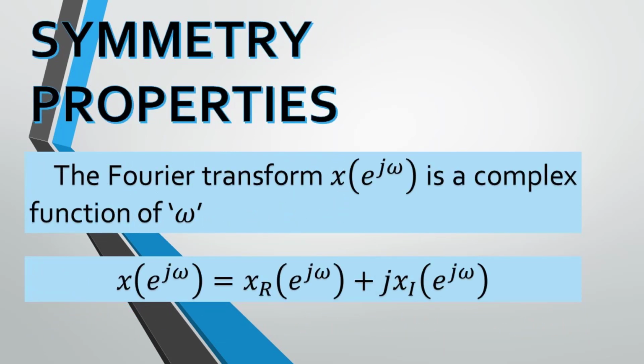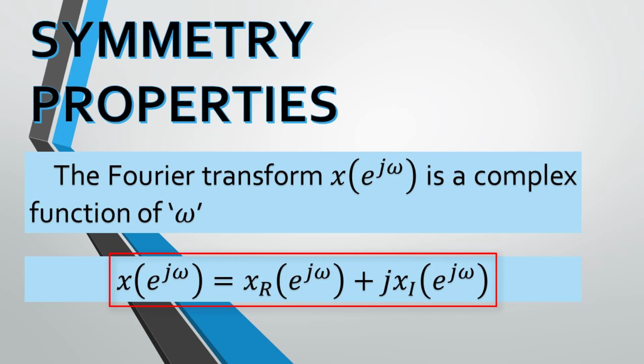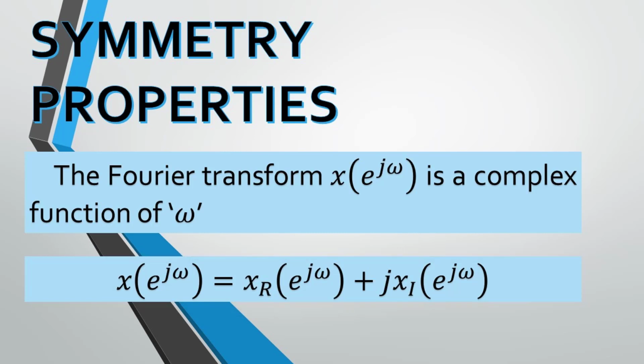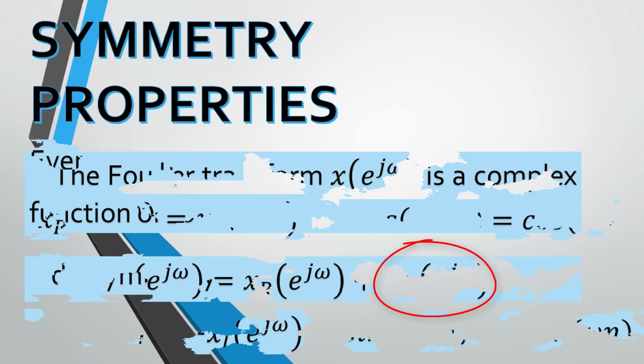The next one is the symmetry properties. The Fourier transform of x of n, X of e raised to j omega, is always a complex function of omega. Omega is the frequency. We can write X of e raised to j omega as the real part plus the imaginary part. The real part is represented as X sub R of e raised to j omega, and the imaginary part is combined with the symbol j, that is j times X sub I of e raised to j omega.